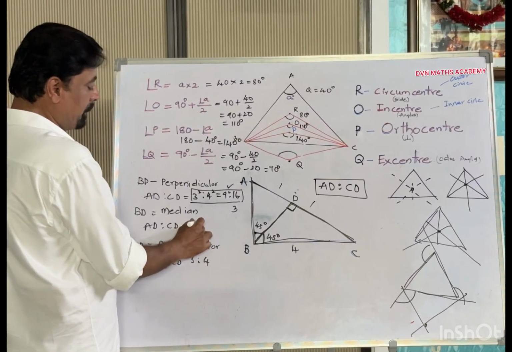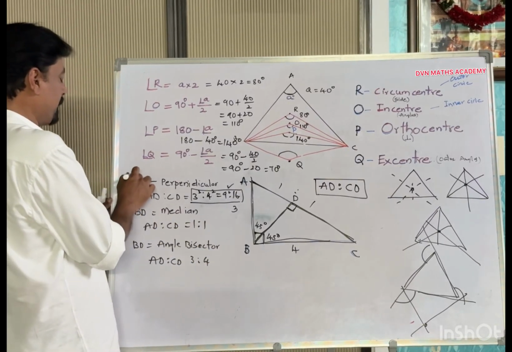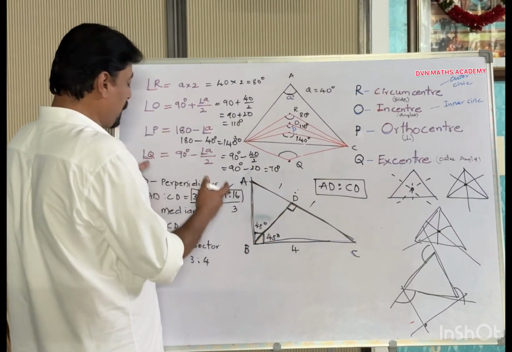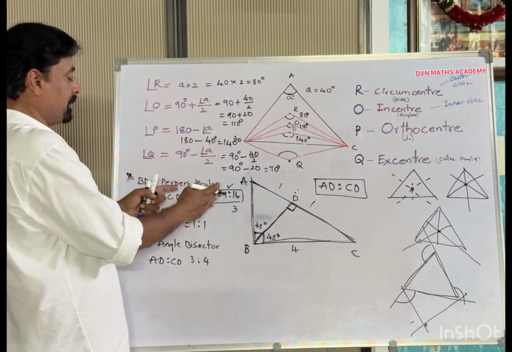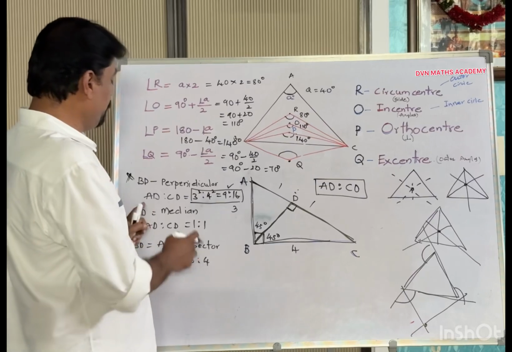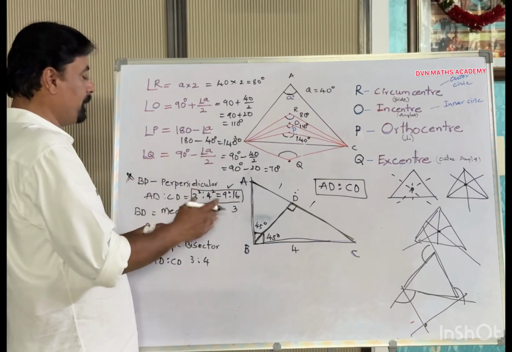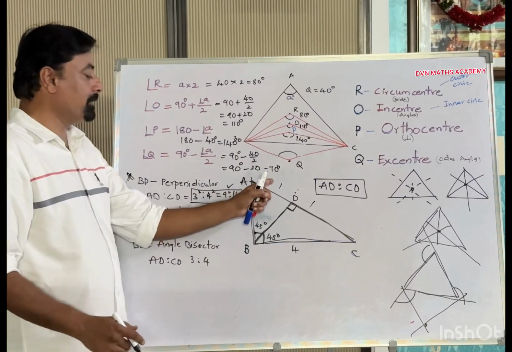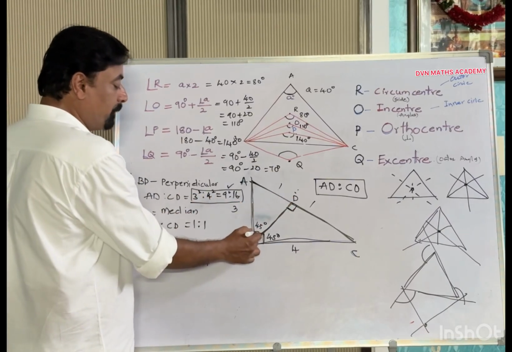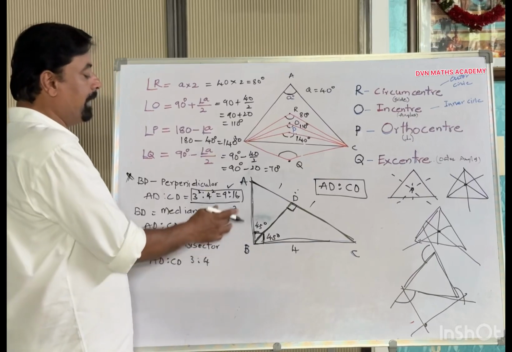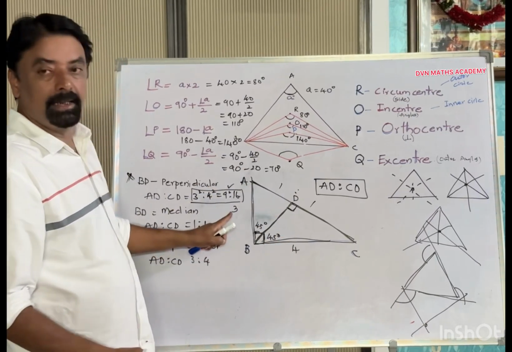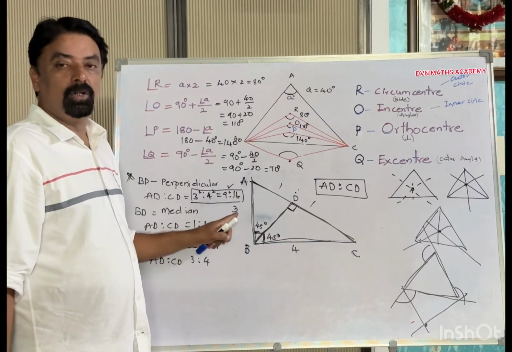If it is median, 1 is to 1. In many competition exams, if they mention different measurements, you need to answer according to these formulas. In the first case, if it is perpendicular, the ratio is equal to the squares of the other two sides. If it is median, you don't need to think about the ratio, directly you can say that it is 1 is to 1. If it is an angle bisector, I mean this is 45 degrees and this is 45 degrees, directly you write the answer according to the values of AB and BC, that is 3 is to 4.